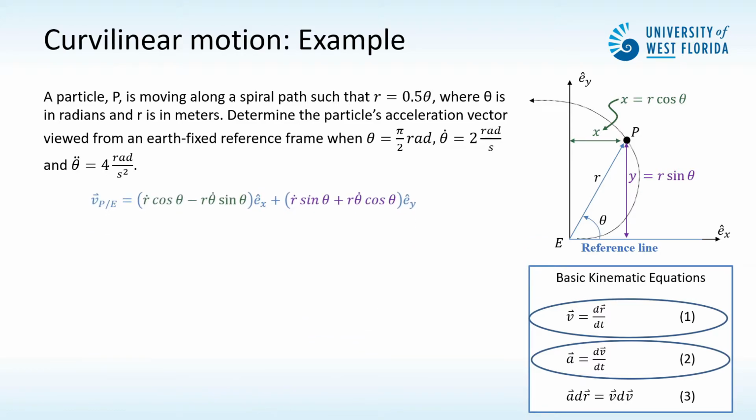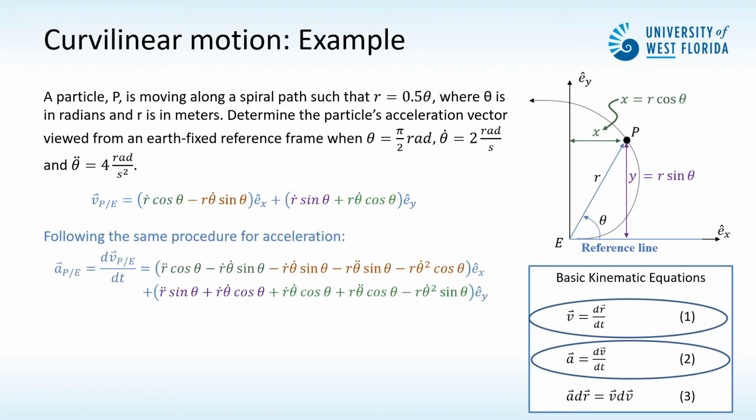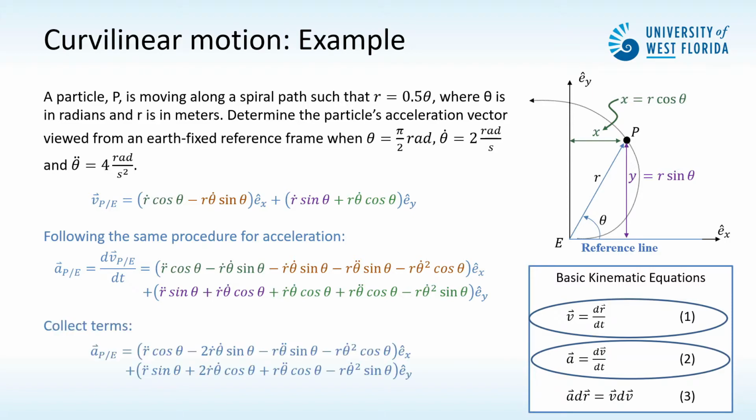Now we're going to follow the same procedure for acceleration. I'm going to add additional colors to the terms in the velocity expression so it's easier to see what happens when we differentiate. You may need to pause the video again in order to follow every step. Here is the derivative of the velocity vector. And then just collect terms, and this is the expression for acceleration.